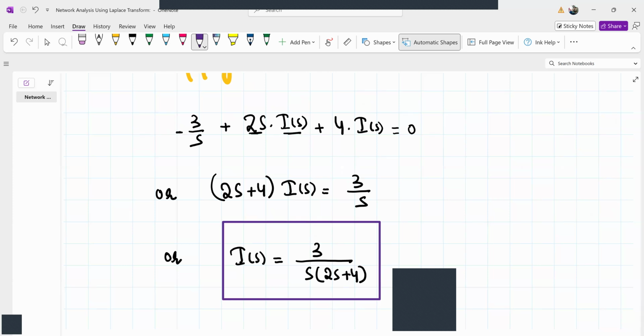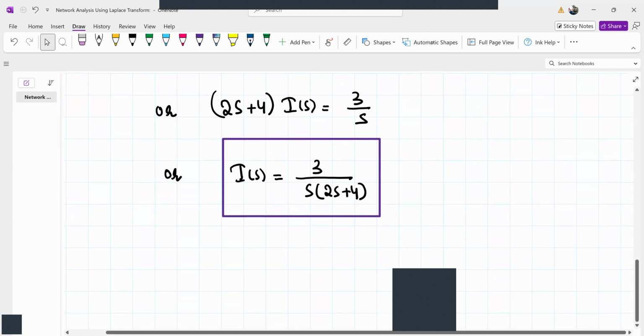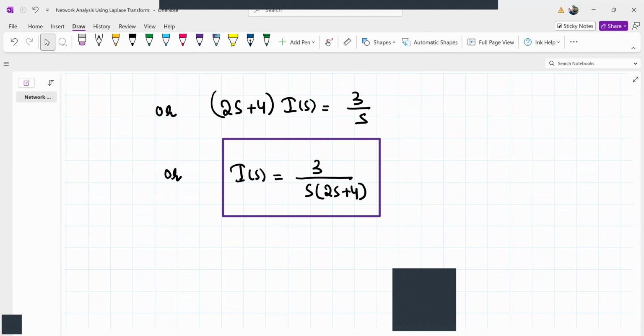Now next, since our goal is to find i of t, we'll find the inverse Laplace transform of this equation. If you know how to apply the Laplace transform and inverse Laplace transform, the solution becomes very easy. So first, let's take this 2 common from the denominator. It will be 3 by 2 s into (s plus 2).